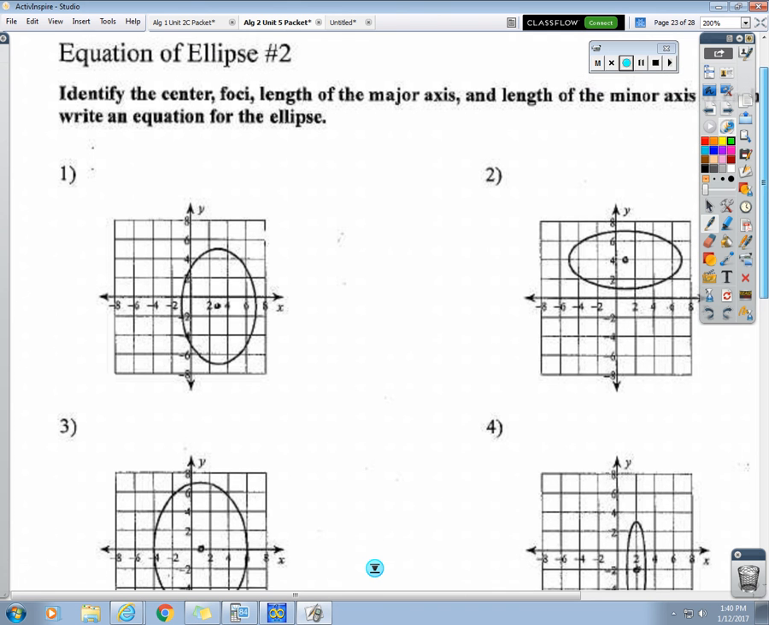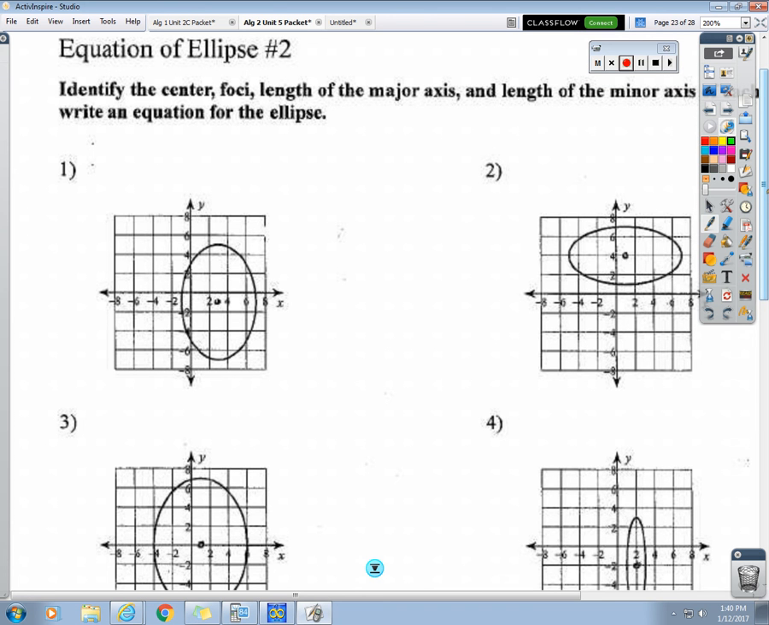Okay, for these, they want you to identify the center, the foci, the length of the major and the minor axis, and write the equation. So here we go. Number 1, is this horizontal or vertical? Vertical, because it's taller than it is wide, which automatically means the major axis is the y-axis. And the major axis is always the longer one, so that would correlate to which letter?